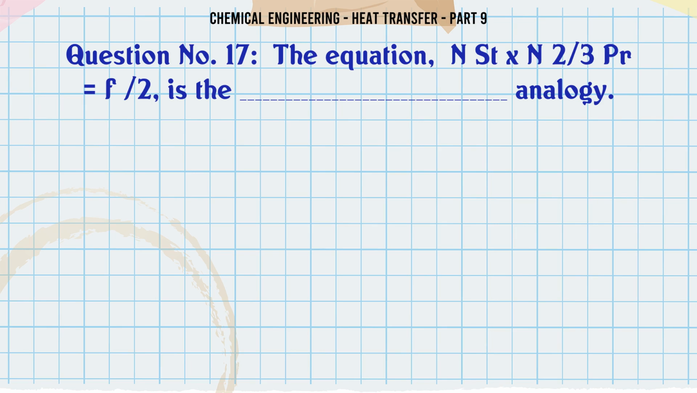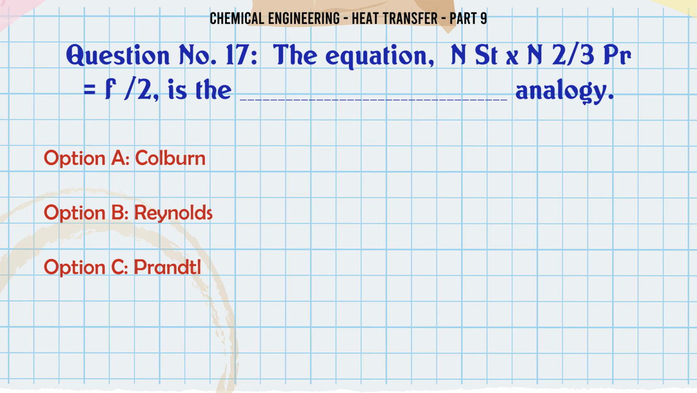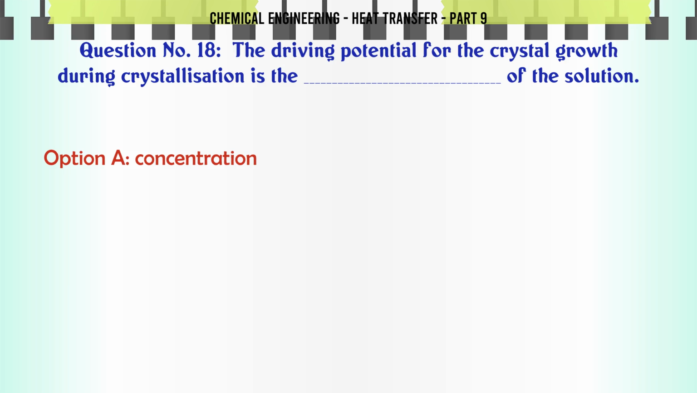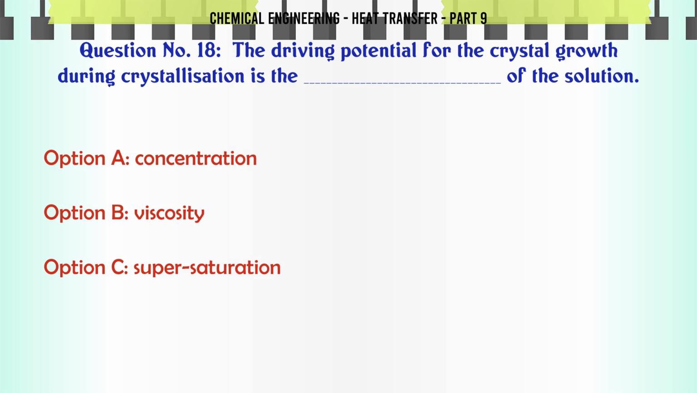The equation St = (Nu/(Re·Pr))... i.e. St·Pr^(2/3) = f/2 is the analogy: A, Colburn; B, Reynolds; C, Prandtl; D, none of these. The correct answer is Colburn. The driving potential for the crystal growth during crystallization is the ... of the solution.